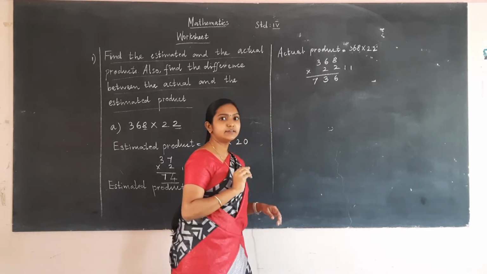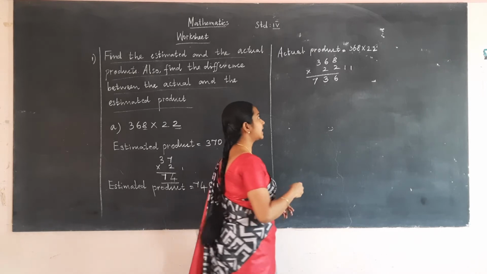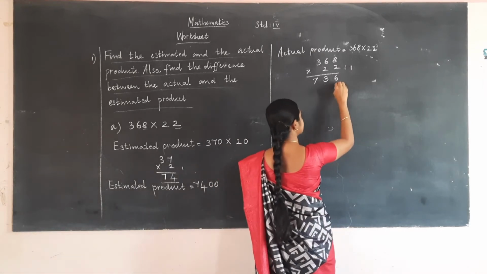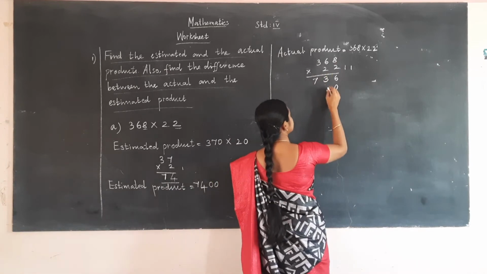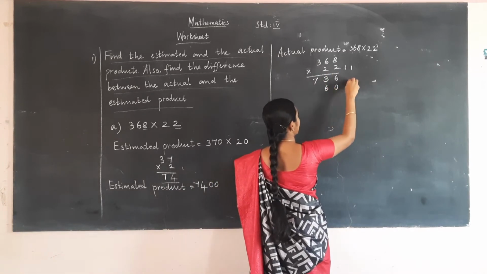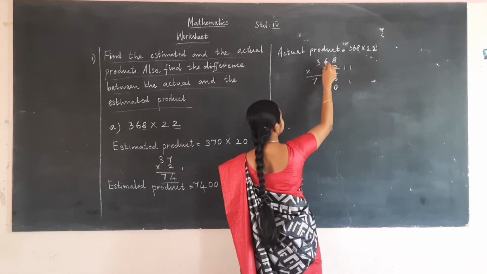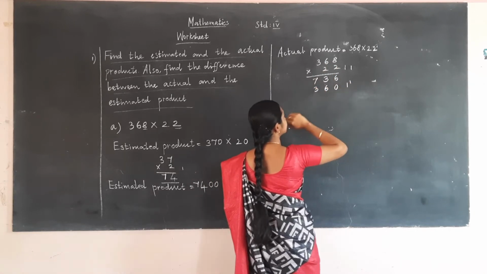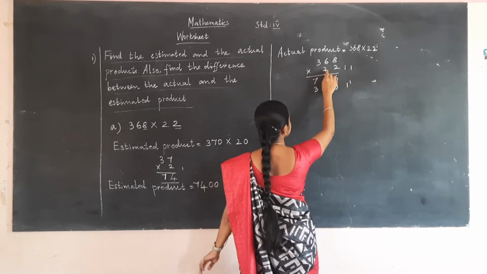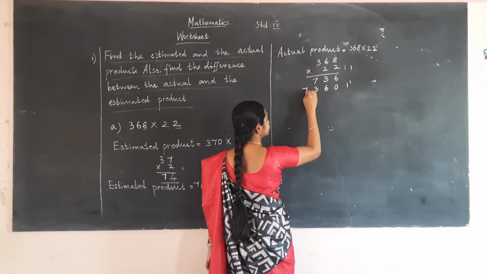We have completed the first line. We are going to write second line. So put 0 in the first place and then start multiplying. 8 into 2 is 16. Write 6 here and 1 is remaining. 6 into 2 is 12. 12 plus 1 is 13. So write 3 here. Again 1 is remaining. 3 into 2 is 6. 6 plus 1 is 7.